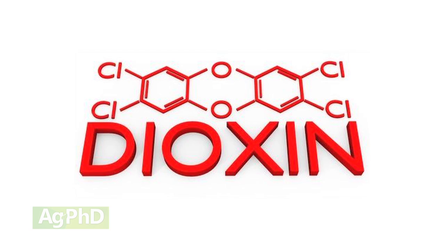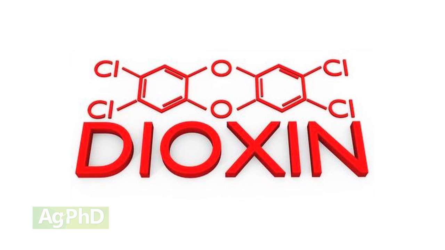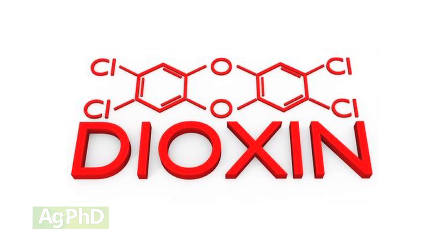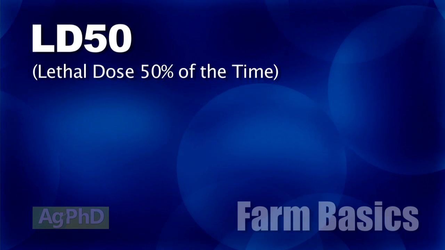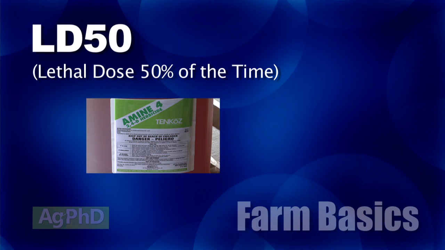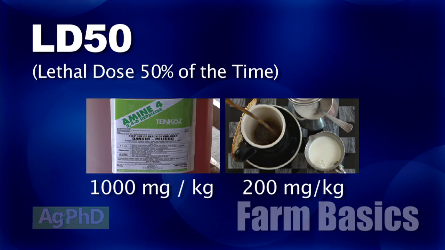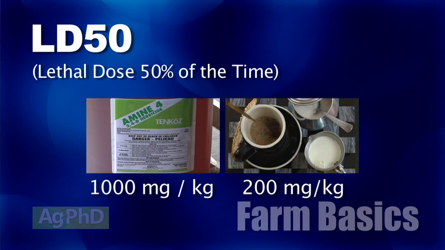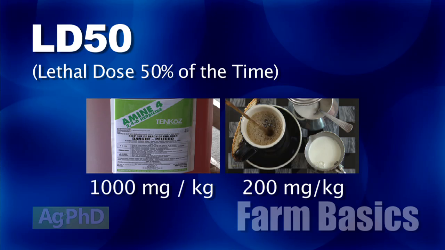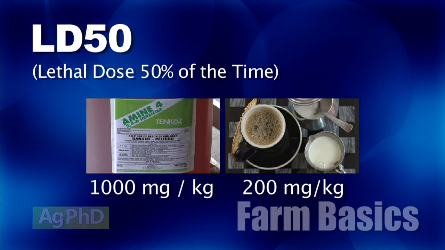The problem with the Agent Orange back then was the 2,4,5-T used in the Agent Orange was contaminated with dioxin. Had it not been contaminated, you wouldn't have seen any deaths with Agent Orange or any problems with Agent Orange. In fact, if you look at the LD50 for 2,4-D amine, it's much safer than even caffeine is. The LD50 for amine is 1,000 milligrams per kilogram of body weight. The LD50 for caffeine is 200 milligrams per kilogram of body weight. In other words, 2,4-D amine is 5 times as safe for you as caffeine.